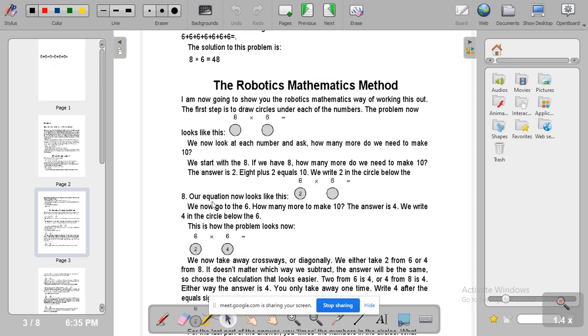Now you move on to the next step. Our equation looks like this, as you can see. We now go to the 6. How many more do you need to make 10? The answer is 4. So we write the 4 in the circle below the 6. So now our equation will look like this. We have 8 times 6, and we are trying to solve this. So we have 2 and we have 4, right? Are you okay with that?